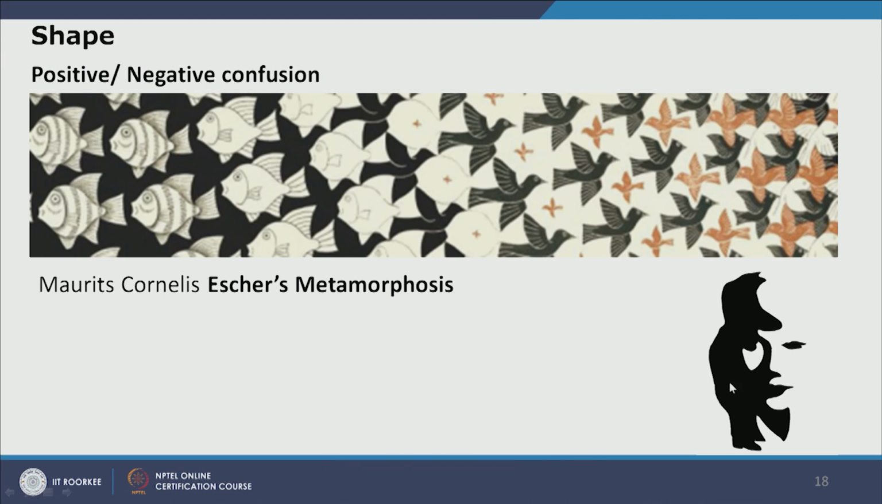Also in the right hand side corner, we can see either a female face or a person playing a saxophone. So sometimes we perceive the white space as a figure, sometimes we perceive the black shape as a figure.